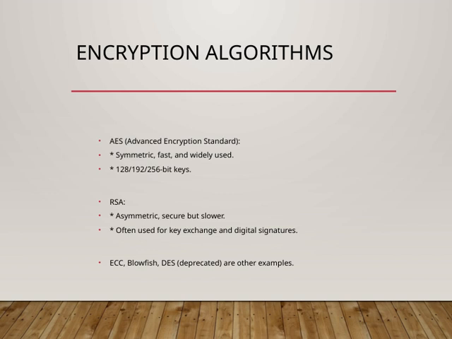There are other algorithms as well, such as ECC, or elliptic curve cryptography, which offers similar security to RSA but with smaller keys, making it more efficient for devices with limited resources. Blowfish is another symmetric cipher, known for its speed and effectiveness, though it's less common today. And then there's DES, which was once widely used but is now considered deprecated due to vulnerabilities. It's important to understand these algorithms because choosing the right one is essential for maintaining robust security in our systems.